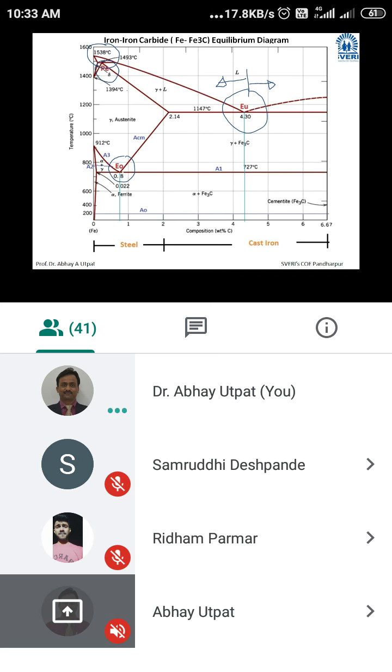Then a further question may be, explain the eutectic reaction on the iron carbide diagram. In that case, that may be a sub question for 3 marks or 4 marks. That's why you must be able to draw the diagram.